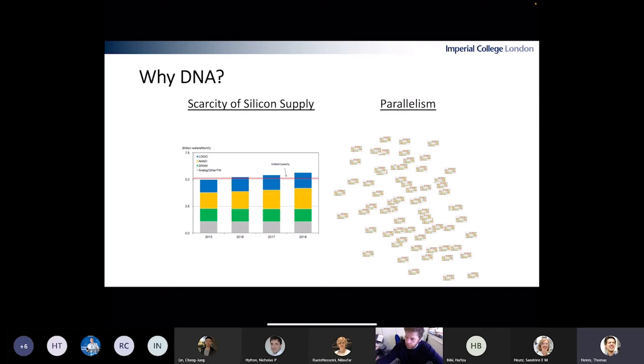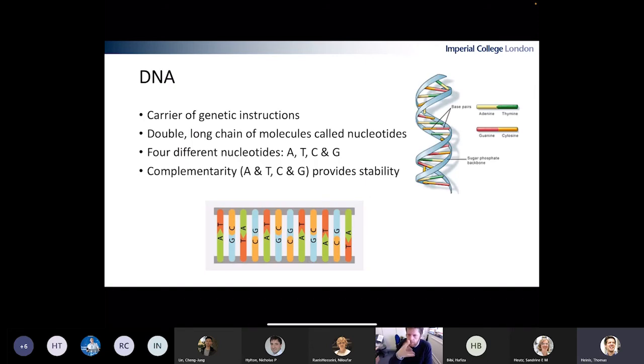It's not fast, but we can run operations on all DNA strands in parallel. So the way DNA storage works, the classical approach, I'm going to say, is that basically, this is just a background slide about DNA, which I'm sure all of you are well aware of, how DNA looks and the basics of it.